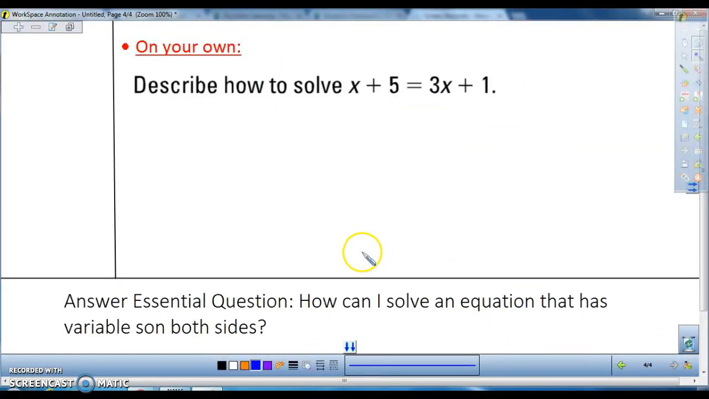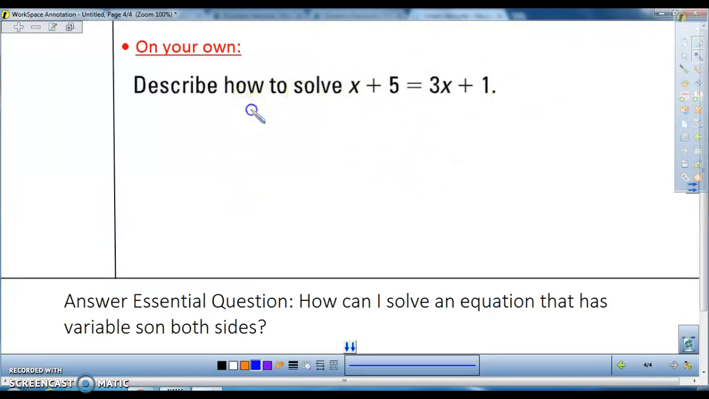This is your on your own. I want you to describe how to solve this and use sentences for it, okay? Resume when you're ready. Thank you for pausing your video and answering the question first.